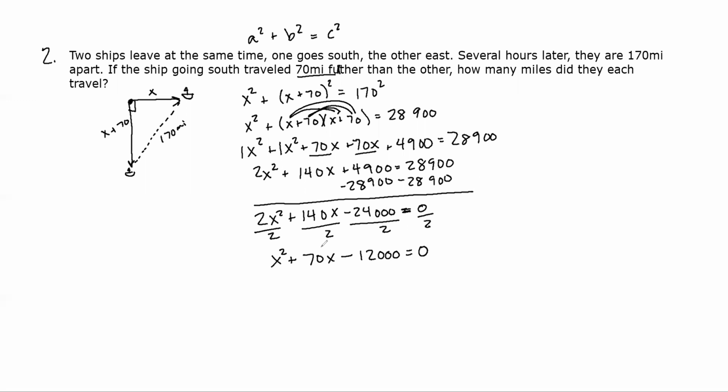Couple ways you could solve this. You could try to factor if you wanted. If we wanted to factor, we would find two numbers that multiply to negative 12,000 and add up to 70. Now, if we started going through the factors of 12,000, we'd have 2 and 6,000. I'm skipping the 1 and 12,000 because that's not going to help us.